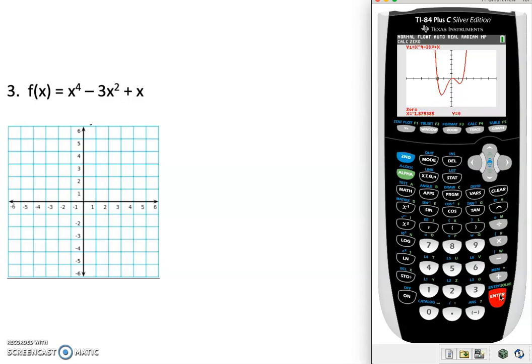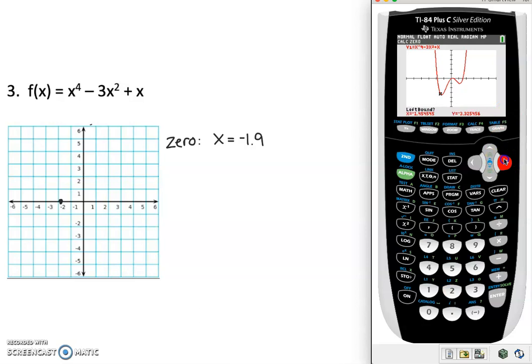And my first 0, or x-intercept, would be x equals negative 1 point, round to the nearest tenth, negative 1.9, so that's going to be right here, plot it. I'm going to repeat the process, second trace, and find the 0 in the middle.